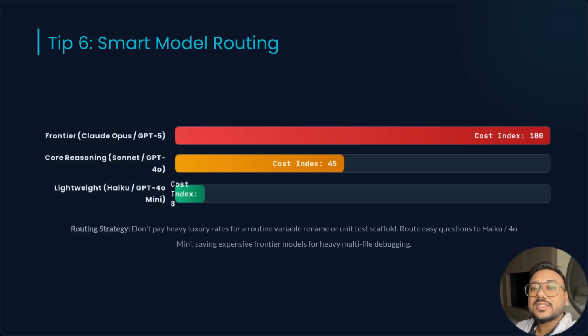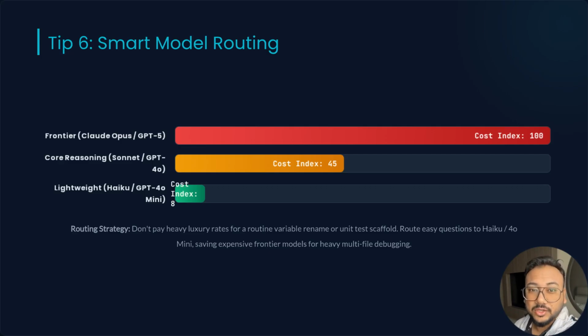Tip 6 is smart model routing. Under the new billing structure, different neural networks have vastly different price tags. Using a heavyweight, top-tier frontier model like Claude Opus or GPT-5 for a basic variable rename, a quick documentation string, or a routine unit test is genuine, absolute waste.